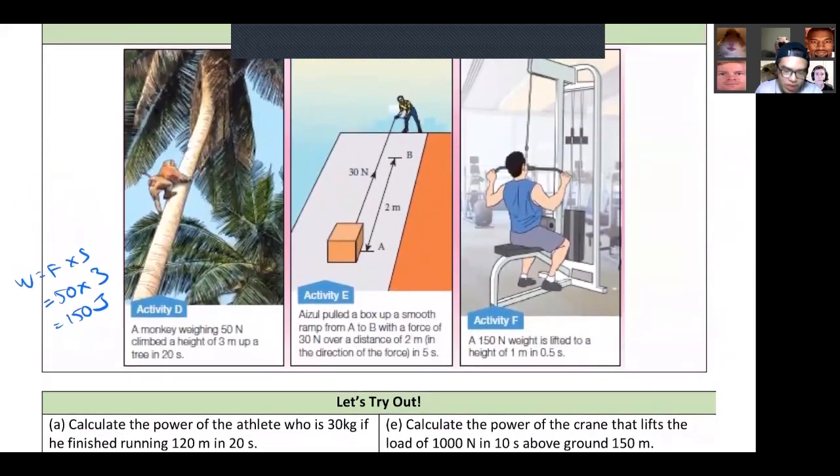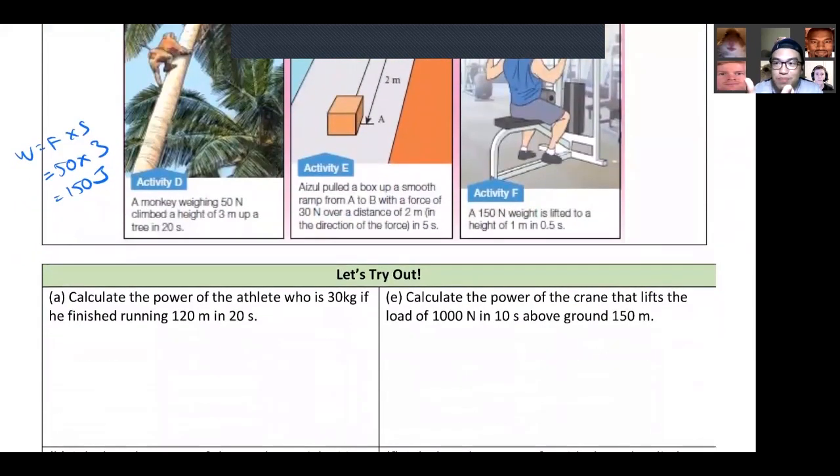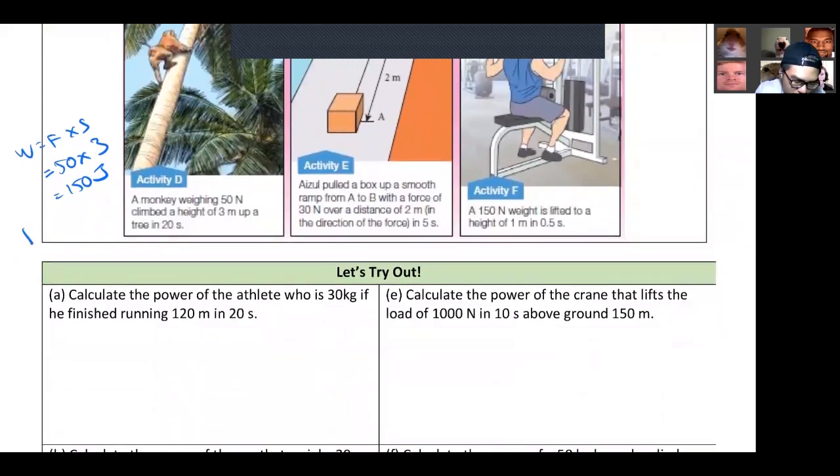So, but we don't want the work done, we want the kuasa, power. So how do we calculate? Power equals work done. Now I write the formula first. Work done divided by time. So 150 divided by 20. So you should get 7.5 watt. Okay, so that's the unit of power. This is what you learned just now. The kerja, and then now you have one more, which is kuasa, power. You divide by time. Okay, simple.